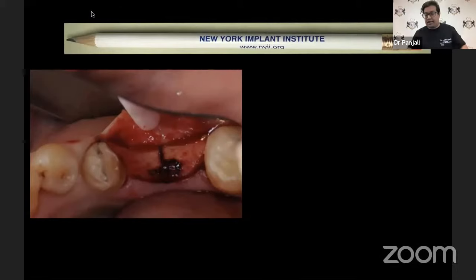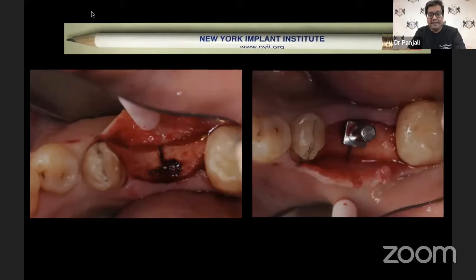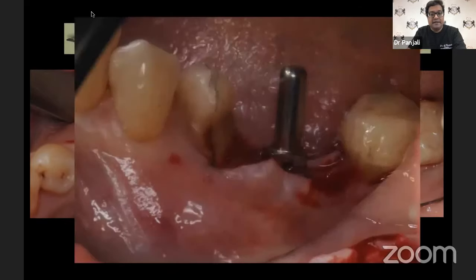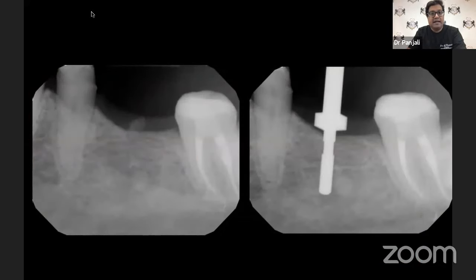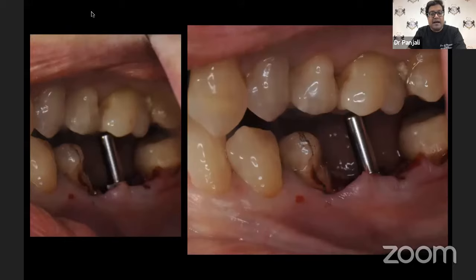So now let's take a quick look at some cases. The first thing that you do, if you're not using a guide, is take a sterile lead pencil and mark the area, creating a crosshair on that site. Then you make your osteotomy initially at 800 RPMs, and you put in this paralleling pin and make sure that it is parallel to the tooth anterior, the mesial tooth, okay? And then you take a radiograph, and after you are happy with the radiograph, you ask the patient to bite down.